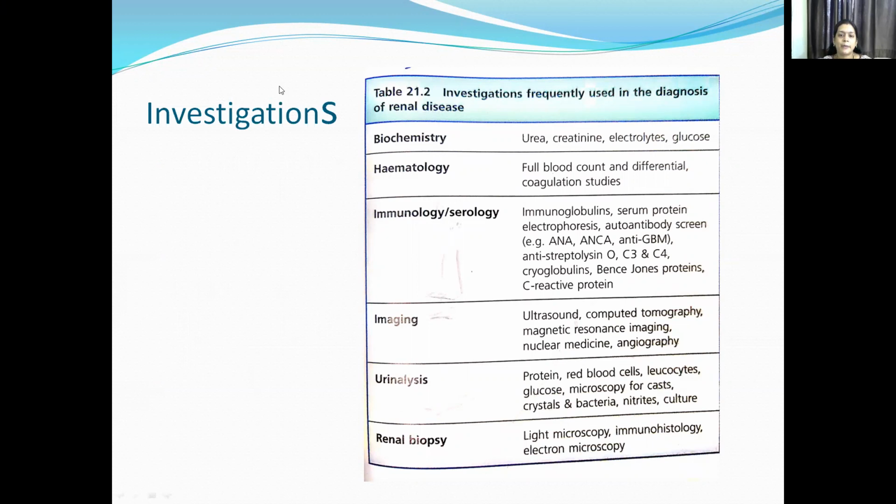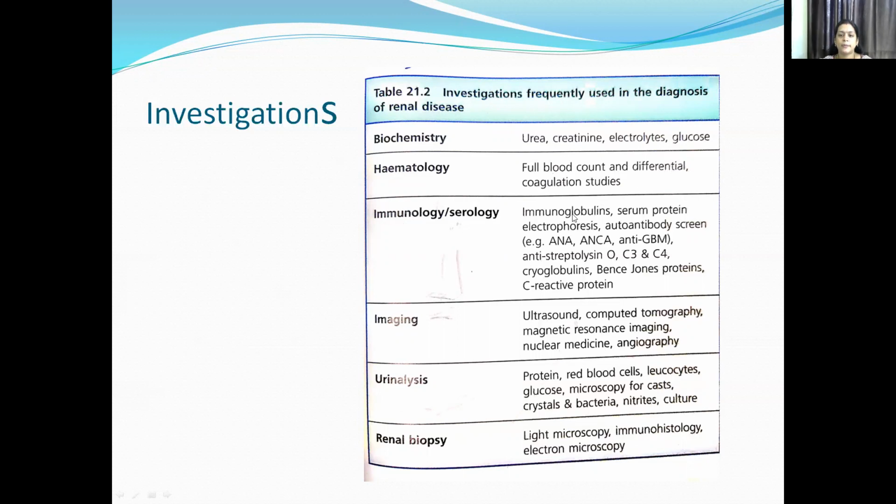So this is biochemistry. You have to do the urea, creatinine, electrolytes, and glucose. Hematology, you have to take a full blood count so that you will find the leukocytes. If they are increased, you will be thinking in terms of any infection. Then differentials is the same thing, about the WBC, whether neutrophils are more, whether lymphocytes are more. The coagulation studies are to know about the blood coagulability.